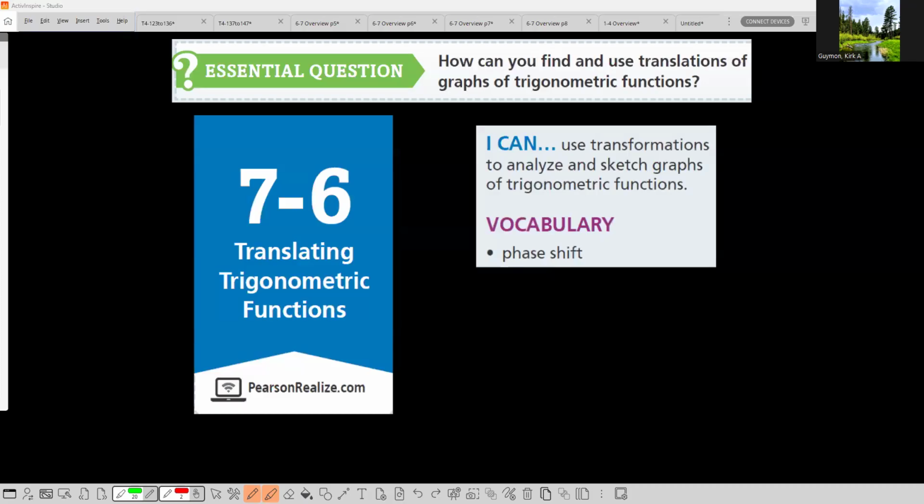Hey everybody, we're going to do a little lesson here on lesson 7-6, translating trigonometric functions. A lot of it's similar to what we've done all year long.